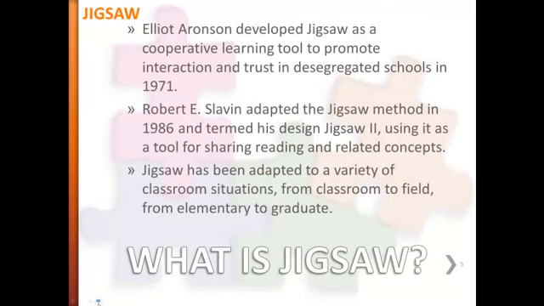Jigsaw was first developed in 1971. Elliot Aronson developed Jigsaw as a cooperative learning tool to promote interaction and trust in desegregated schools. Later, in 1986, Robert Slavin adapted the Jigsaw method and termed his design Jigsaw 2, using it as a tool for sharing reading and related concepts. Jigsaw has been adapted into a variety of classroom situations, from classroom to field, from elementary to graduate.